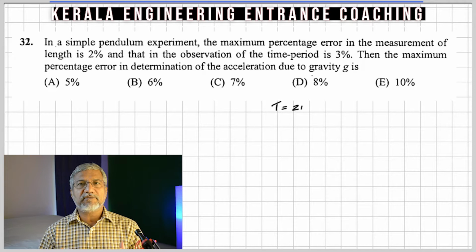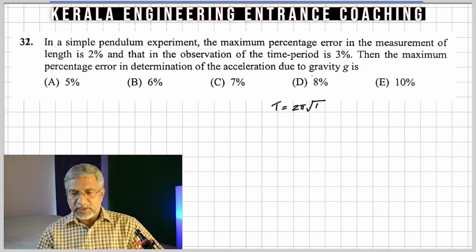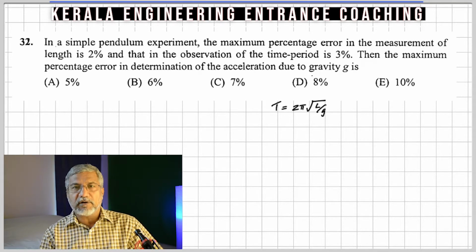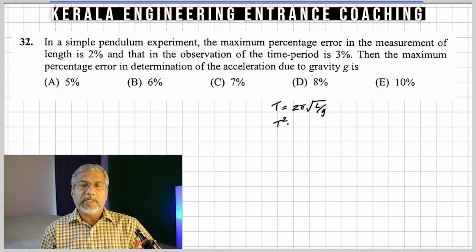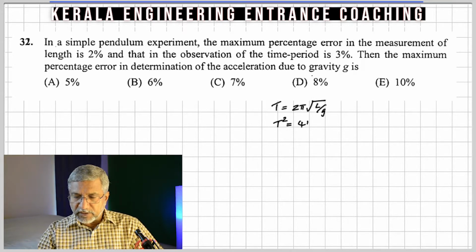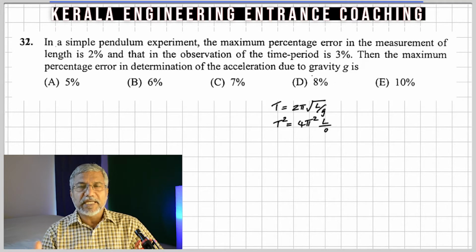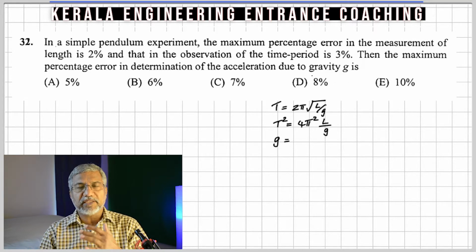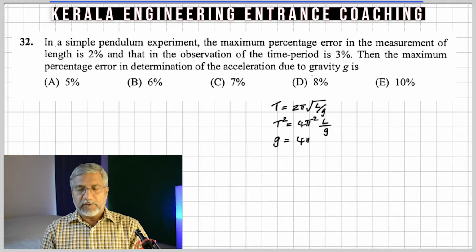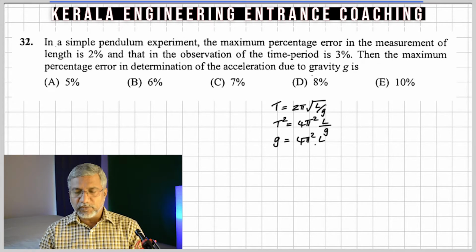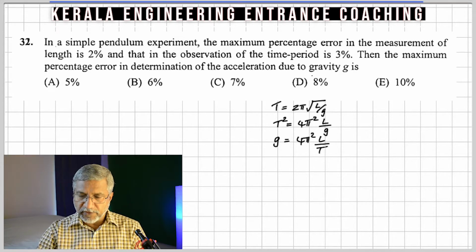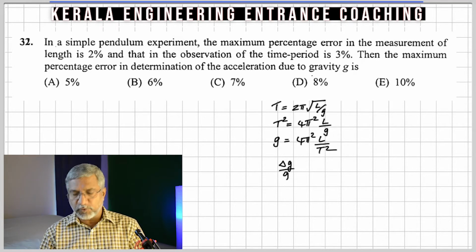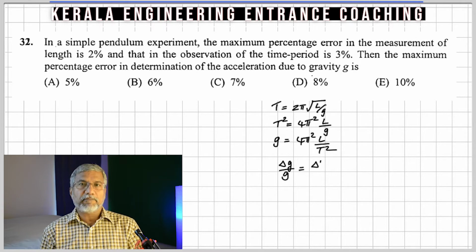And the time period of the pendulum is given by T is equal to 2π square root of L by g. And since we are trying to find the percentage error in gravity, acceleration due to gravity, we will make that the subject. But first we square it, so we get rid of the square root in the step, and then you get g is 4π² L by T².